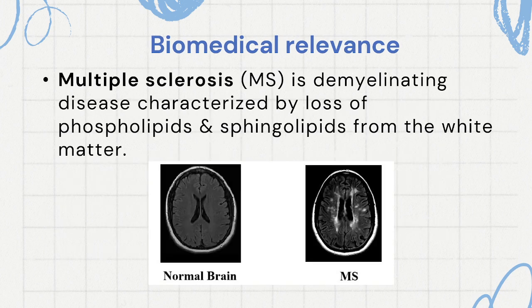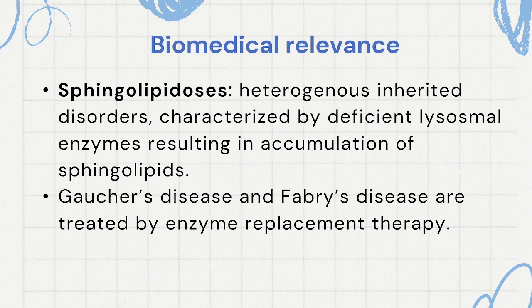A second condition that is relevant to our discussion today is multiple sclerosis, MS, which is a demyelinating disease characterized by loss of phospholipids and sphingolipids from the white matter, particularly of the central nervous system. So this is a brain scan, an MRI. This is normal, and this is the abnormal part. You can see the whitish areas. The whitish areas represent multiple sclerosis plaques, areas in which phospholipids and sphingolipids are absent due to the inflammatory condition and demyelination, or loss of lipids.